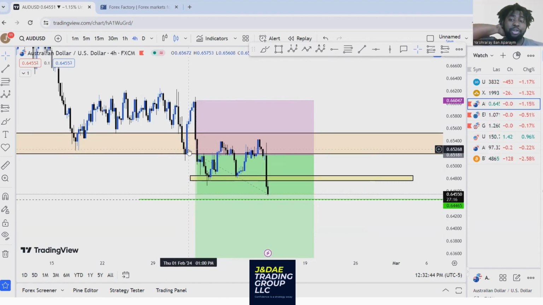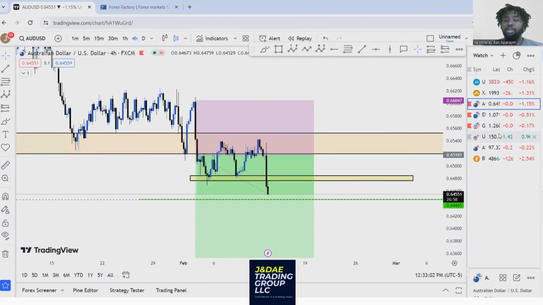There's a lot of traders sharing their analysis on social media: this is what I'm expecting for EU for the week. And guess what? They all failed, because EU played out perfectly. AU played out perfectly. GU played out perfectly. And I won on each and every single one of them.